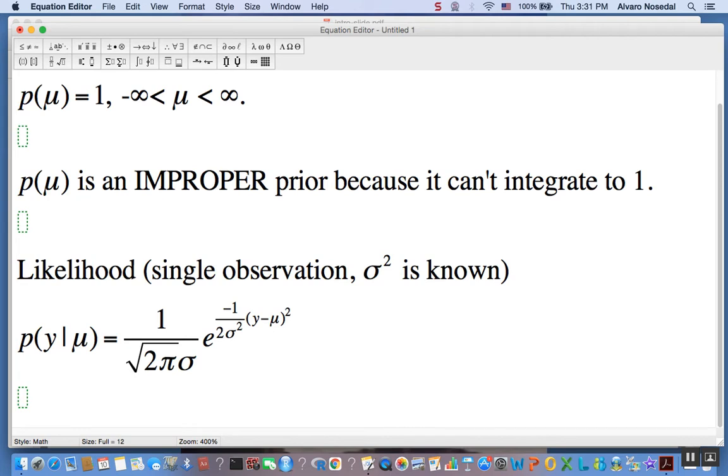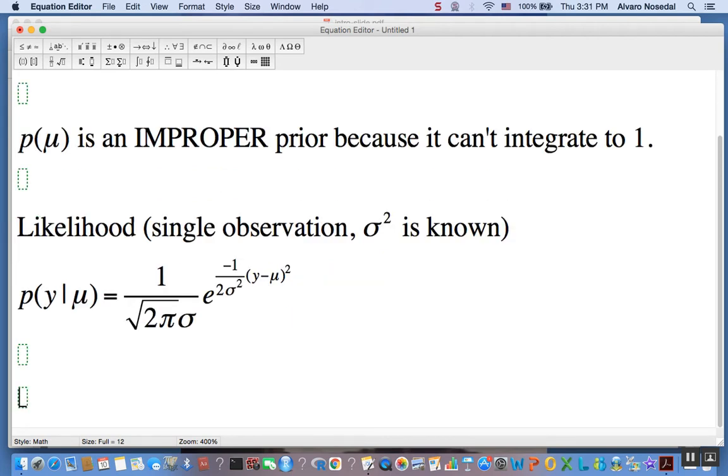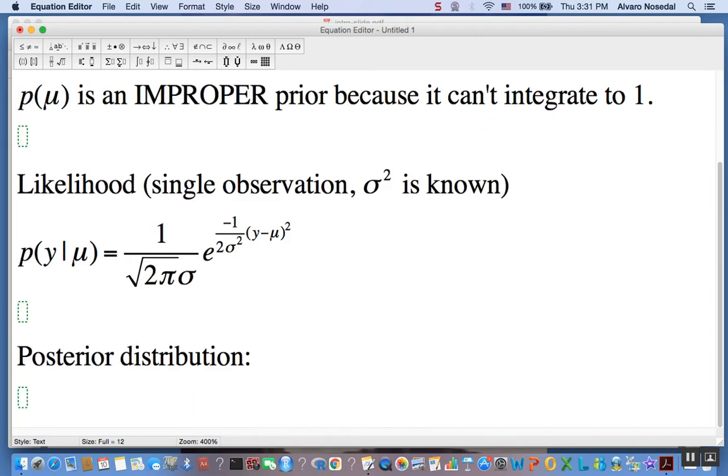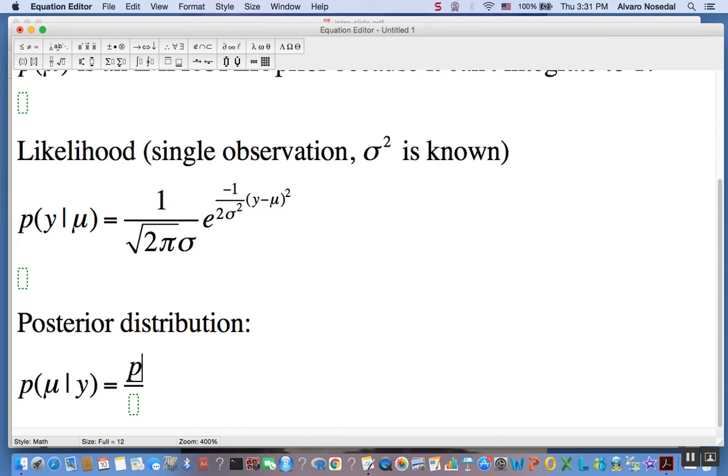Now we know the posterior, the one that we ultimately want. The posterior distribution, with the notation p of mu given y. We want to say something about the parameter mu, given that we have observed a single observation in this case. This is the same as your joint divided by the marginal.